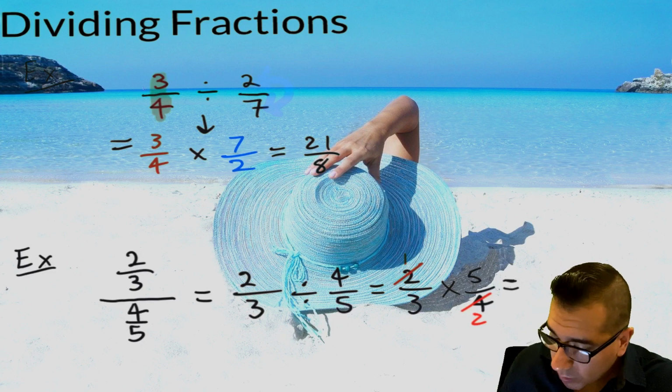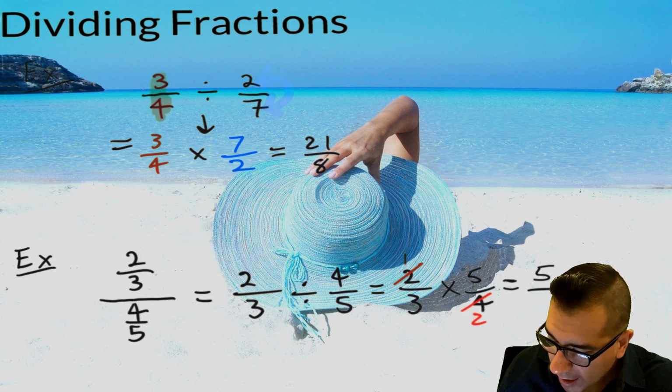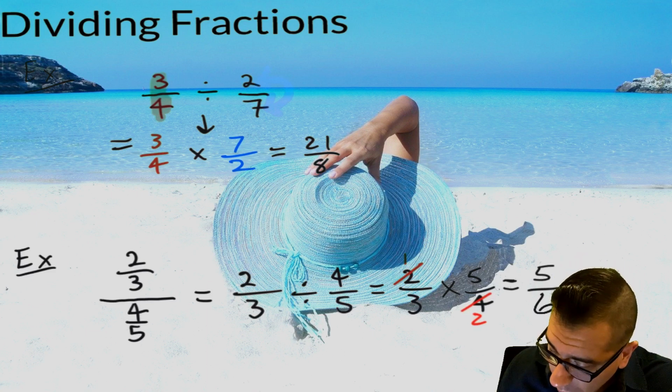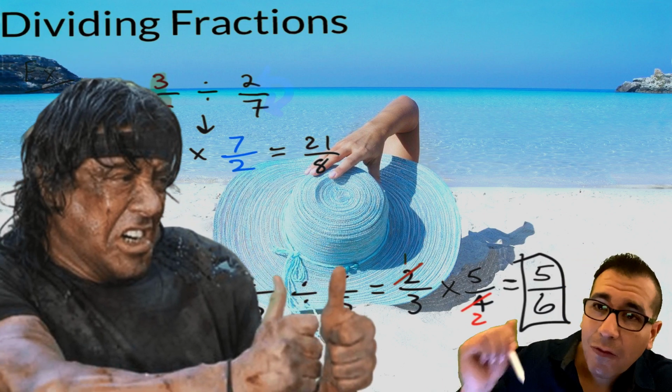And so what we're left with is 1 times 5, which gives us 5. And we multiply 3 times 2, which gives me 6. And there we go, folks. So now you know how to multiply and divide fractions.